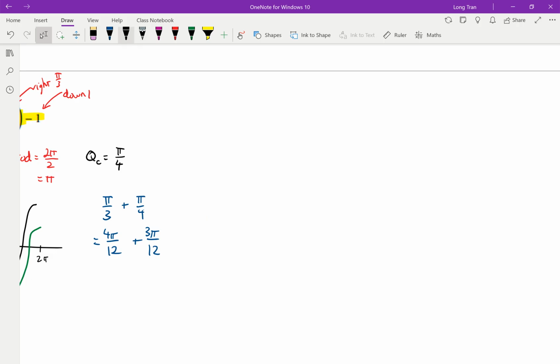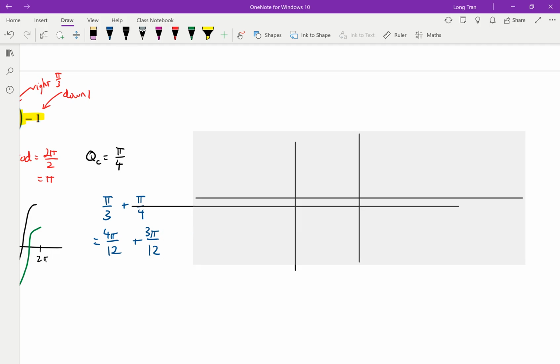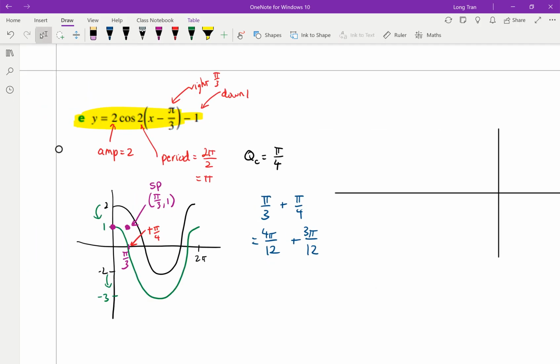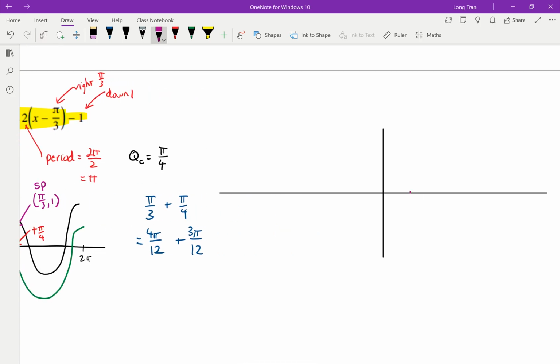Now this is the key part. I'm going to try sketching with the quarter cycles. I use my first reference point. Remember the first reference point was at pi on 3, so move to the right by pi on 3. But I know pi on 3 is the same thing as 4 pi on 12, so I would rewrite this as 4 pi over 12. The reason I do that is that calculating the next quarter cycle is much easier, because all you're going to do is always add pi on 4, which is the same thing as adding 3 pi on 12. Essentially you're always adding 3 because the denominators are the same.